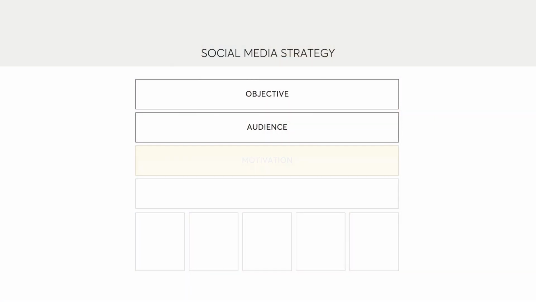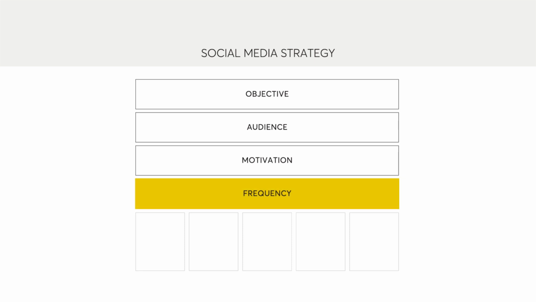Then you want to define what their motivations or their goals are. So what are they wanting to get out of engaging with your content online? After that, you can include the frequency. So how often are you going to be posting so that there's a structure around that? And then the final and most important piece is the content pillars.